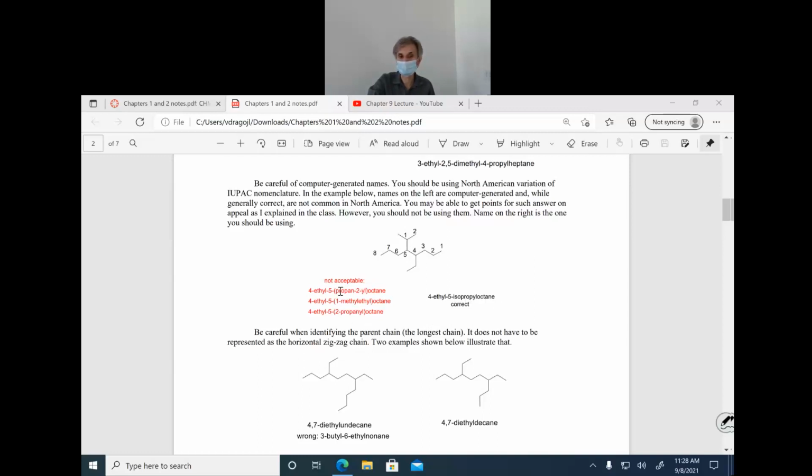A computer would name it differently. And here are different computer programs that name. So even though it's IUPAC nomenclature, it's supposed to be standard, there are different ways to name this compound to be correct. So 4-ethyl-5-propan-2-yl octane. Rather unusual. I don't remember which program it was. 4-ethyl-5, and then in parentheses again, 1-methylethyl octane. That's much more common. Most computer programs would name it like this. And then 4-ethyl-5-2-propionyl octane.